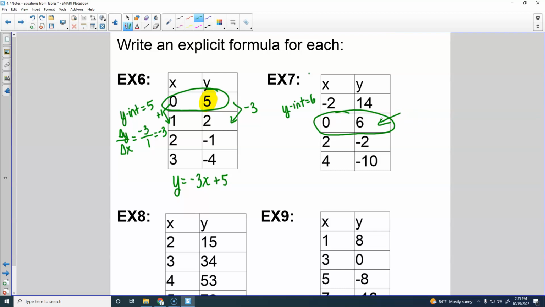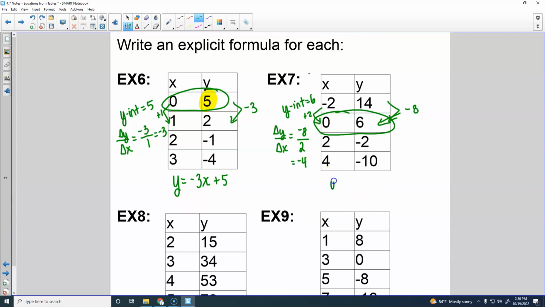All right, Lexi, when we look at our slope, we're going to do change in y over change in x. So if I go from 14 down to 6, what's happened there? Minus 8. So that's my change in y. And then from negative 2 to 0, that is plus 2. So negative 8 over 2, what's that going to give us for our slope, Lexi? Negative 4.